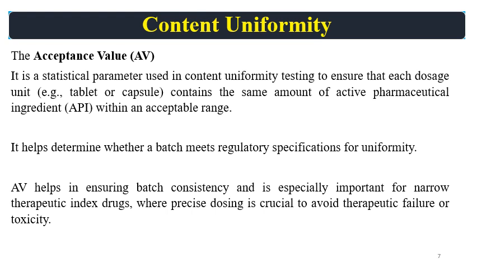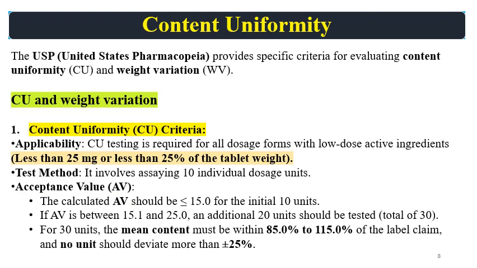AV value helps to ensure batch consistency and is especially important for narrow therapeutic index drugs. For these drugs, the precise dosing is crucial to avoid therapeutic failure or toxicity. As per the USP, specific criteria is there for evaluating the content uniformity. So content uniformity is done by CU test and also by the weight variation testing. Content uniformity criteria.